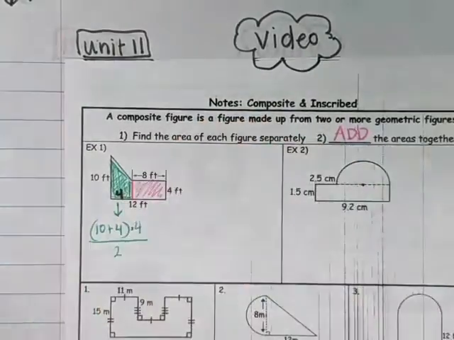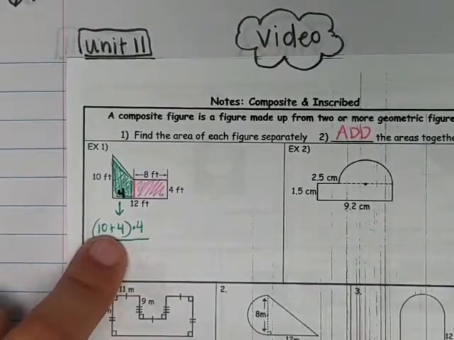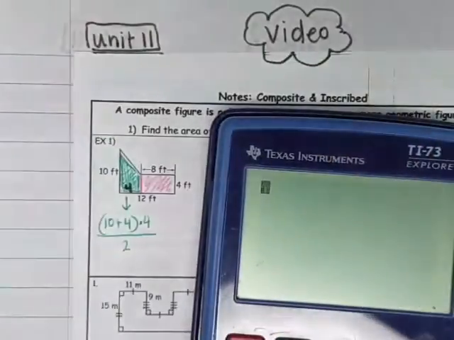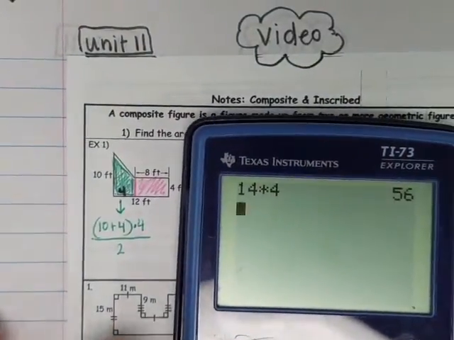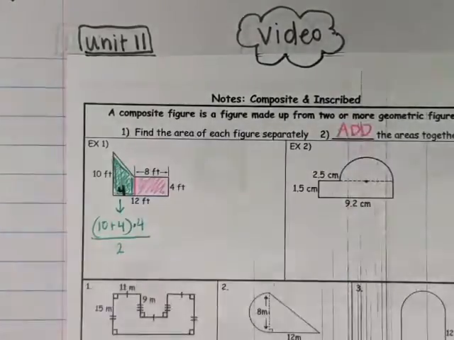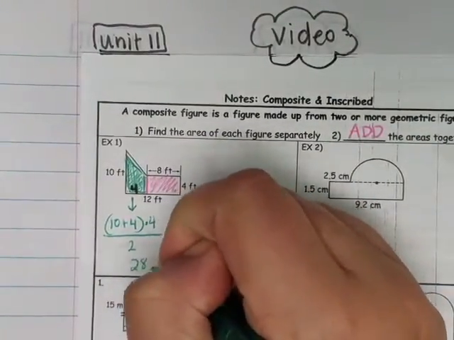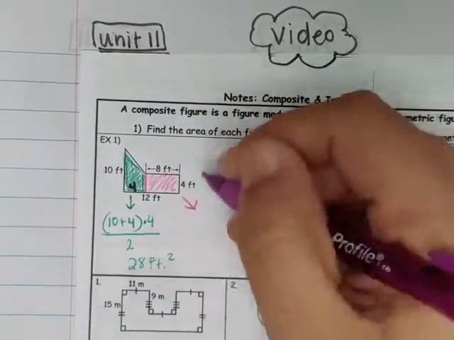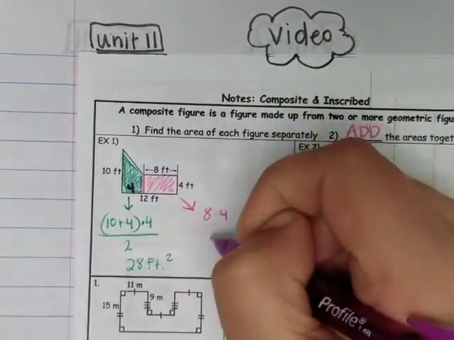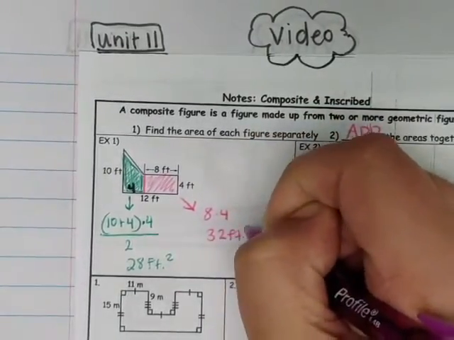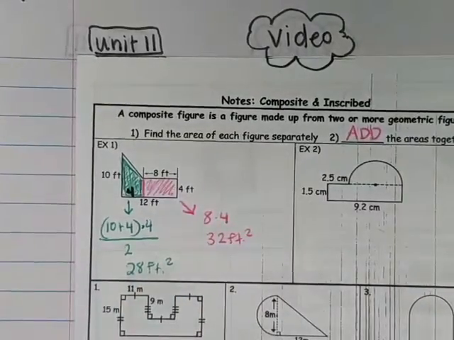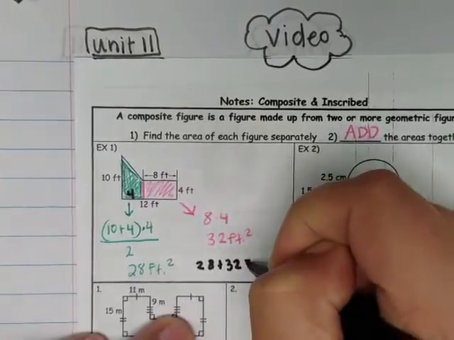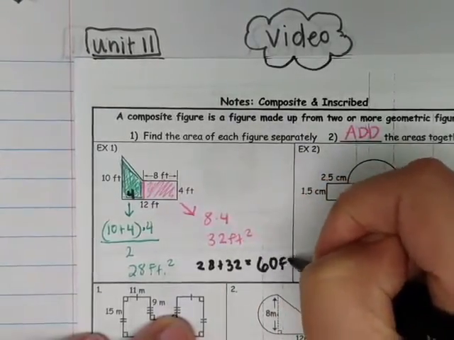And I'm going to cut that by 2. So 10 plus 4 is 14. 14 times 4 is 56, and then 56 divided by 2 gives me 28. So that trapezoid gives me 28 feet squared. Then I have this rectangle, which is an 8 by 4. And 8 times 4 gives me 32 feet squared. Then I can add the two together, so 28 plus 32, and I get a total of 60 feet squared.